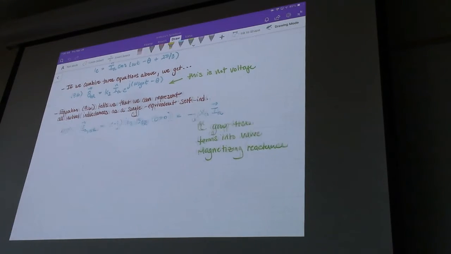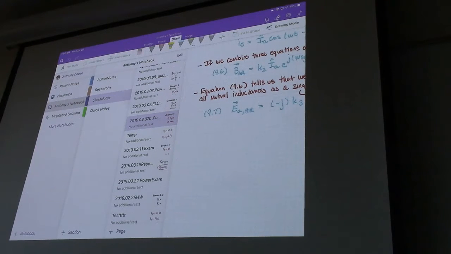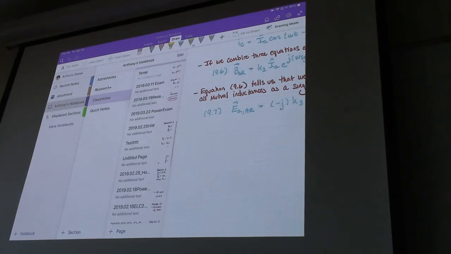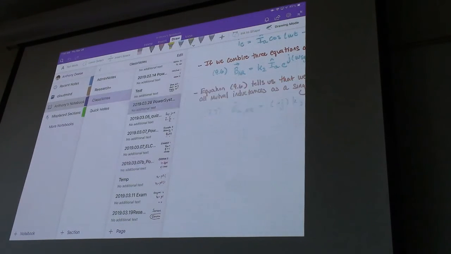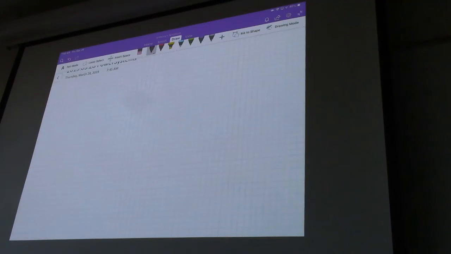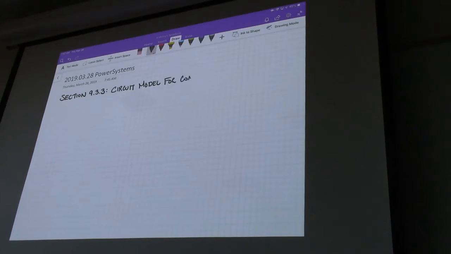So, the good thing is that's the next thing that we're going to talk about, which is the circuit model for the combined EMF. Okay, so this is section 9.3.3, circuit model for combined EMFs. So we can represent the phase A armature behavior using the equivalent figure that we're going to show right here.